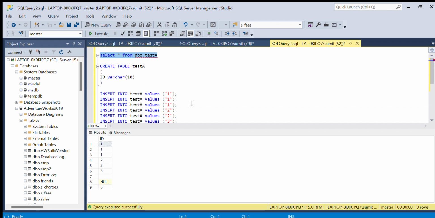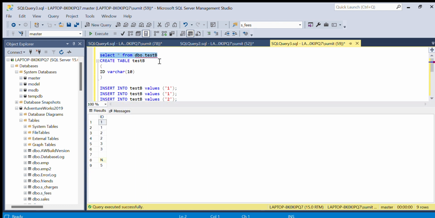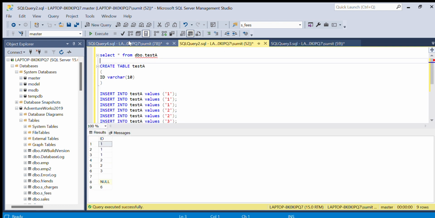Okay, and the same we have in the other table, which is test B. So in test B also we have 1 1 2 2 3 3, blank, null and 5. Okay, so I will attach those scripts in the description. You can get these from there, and you can try your hands on SQL Server or any other tool. Okay, now we will see the example.